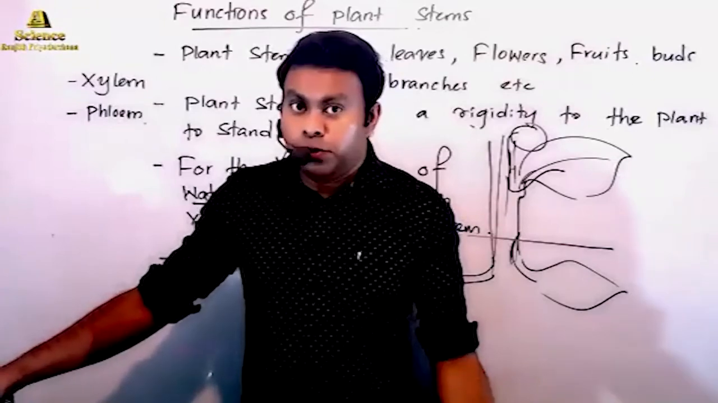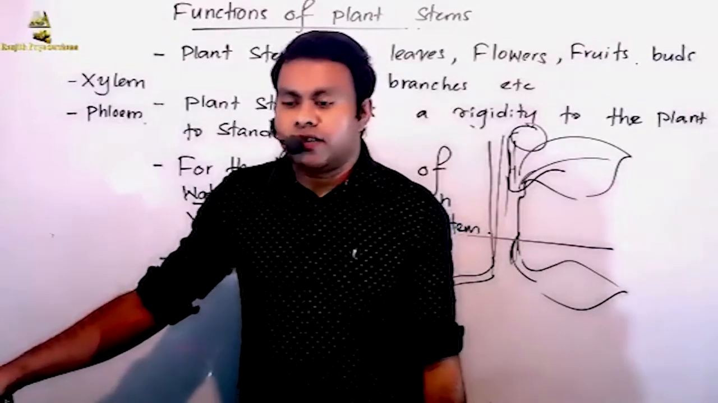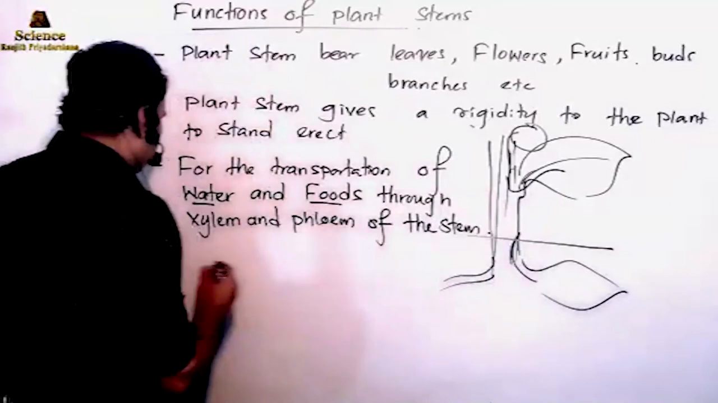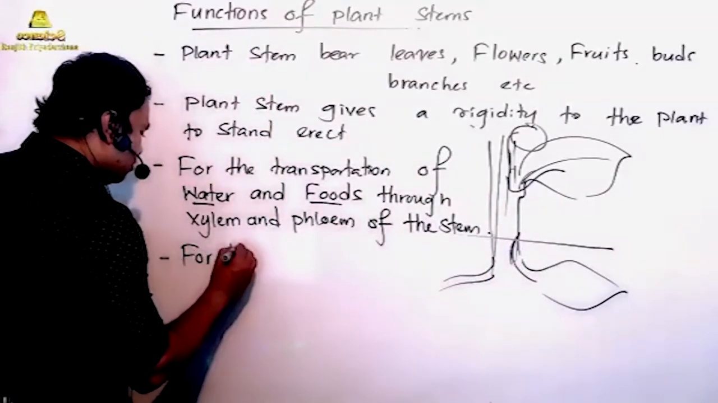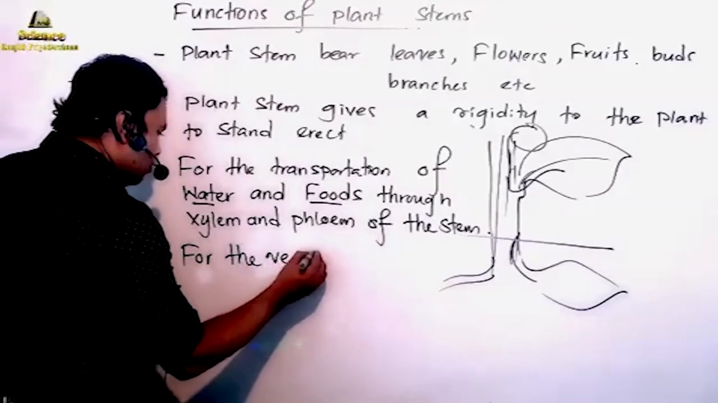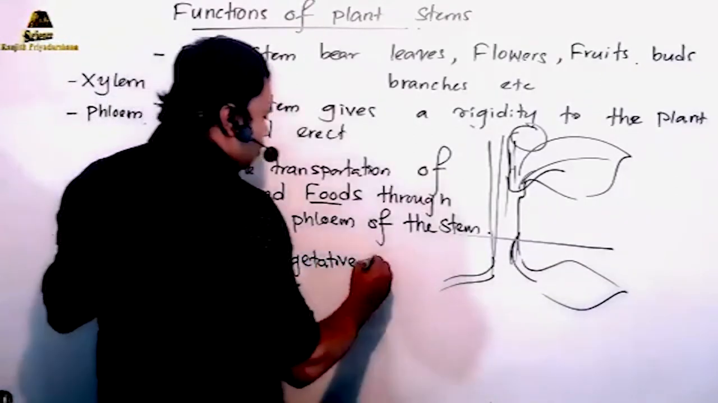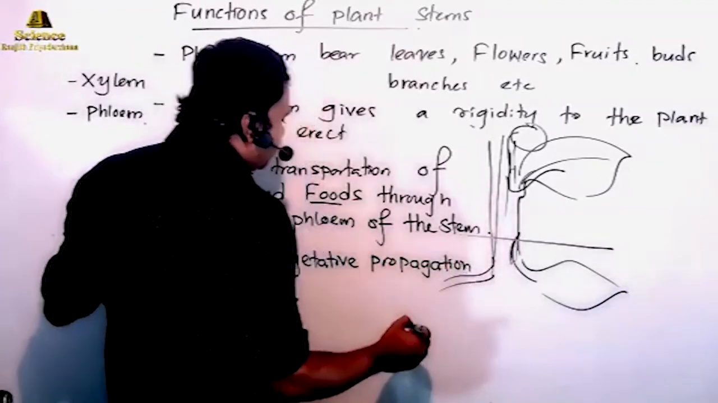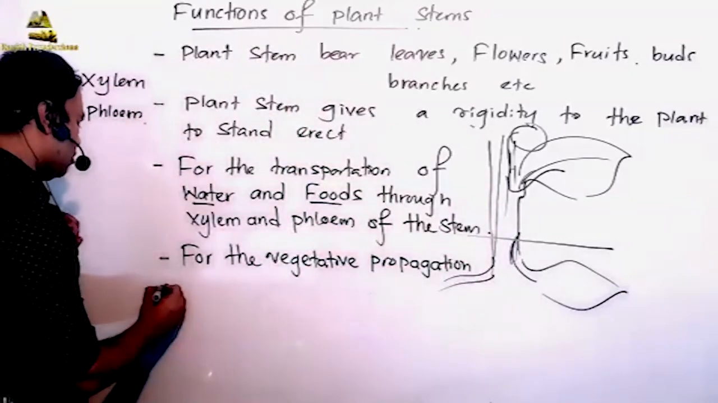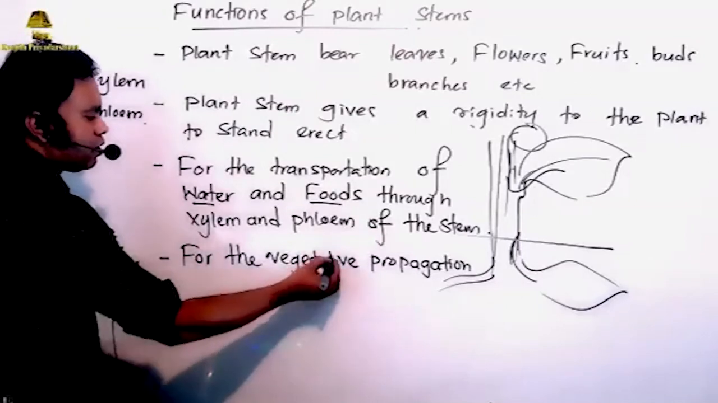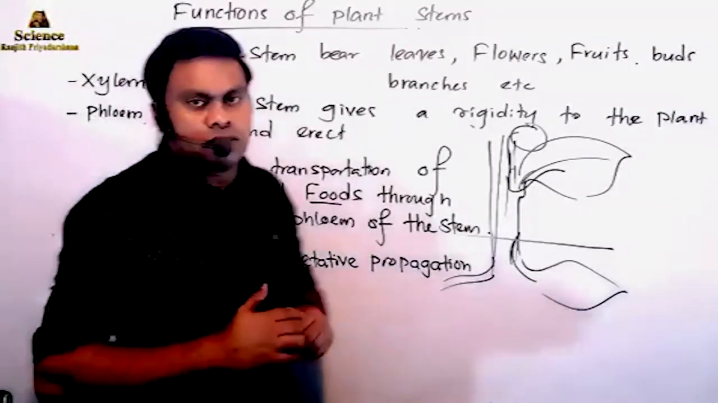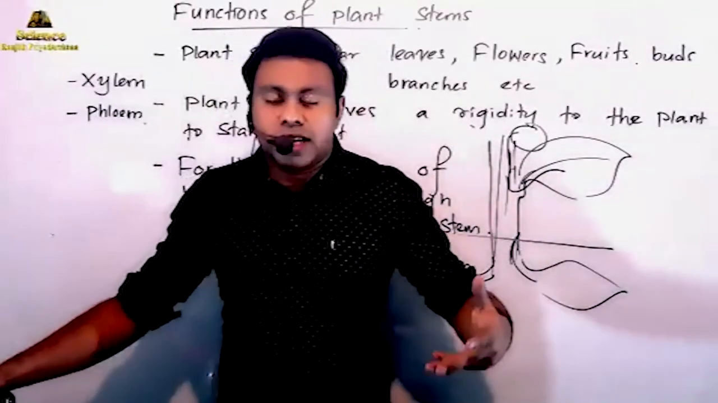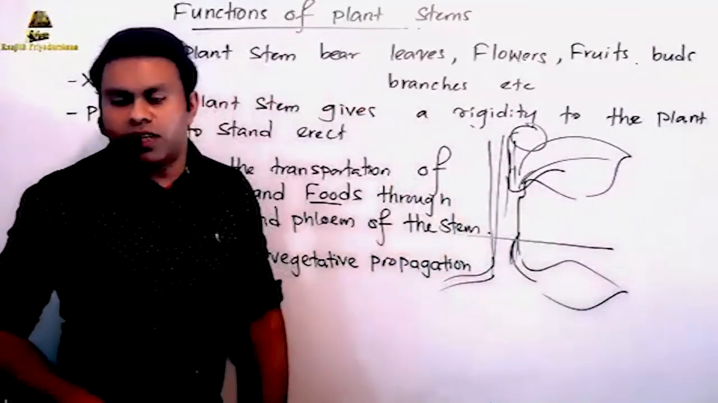Some plants store foods in the stem. Right. And the next function we write is for the vegetative propagation. For the vegetative propagation. We can cut this stem as stem cuttings and we can transplant it as a new plant. Okay. Another one.